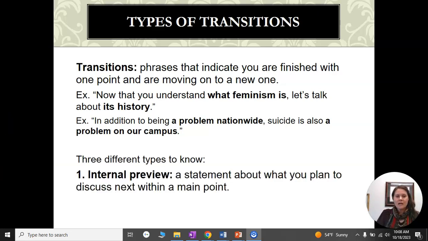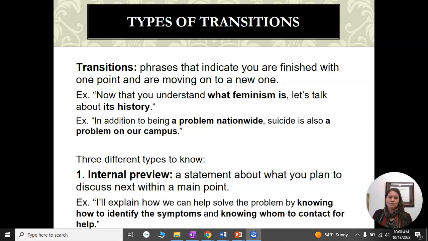So some specific types of transitions include an internal preview. You read about this in the textbook, and there are lots of examples, but basically an internal preview is letting your audience know what you're going to discuss in a main point. So to begin, I'll explain how to help solve this problem by knowing how to identify symptoms and knowing whom to contact for help. So presumably my main point ideas that will follow within that main point will be identifying symptoms of, we'll say, mental health issues and a contact number to help you with that. So that's what I will be expecting as an audience member.